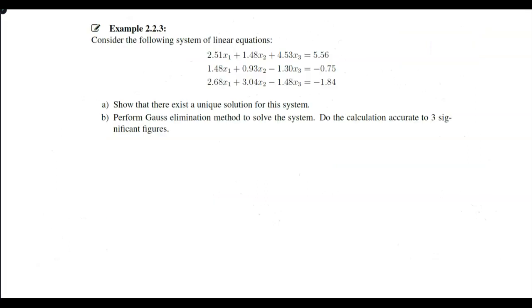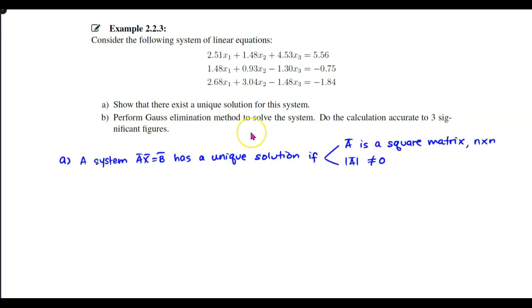In this video, we are going to be discussing the Gauss elimination method. Consider this problem. We have a system of 3 equations and 3 unknowns here. The first part: show that there exists a unique solution for this system, and then B, perform the Gauss elimination method to solve the system. In other words, find x1, x2 and x3. Do the calculation using 3 significant figures.